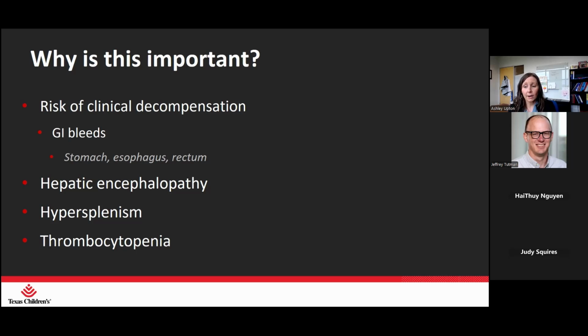Patients with portal hypertension can also develop hepatic encephalopathy, which is when the liver is not working well and the ammonia is not filtered out from the bloodstream. This extra ammonia travels to the brain and can cause confusion, coma, or even death. And with increasing backflow into the spleen, it can become enlarged and also cause a reduction in platelets.